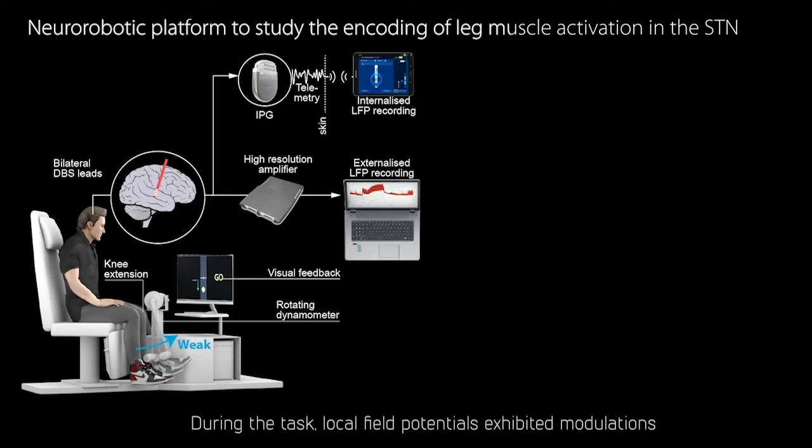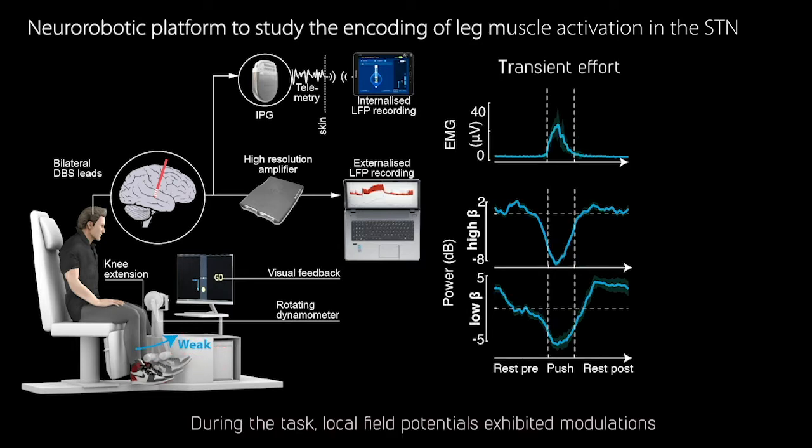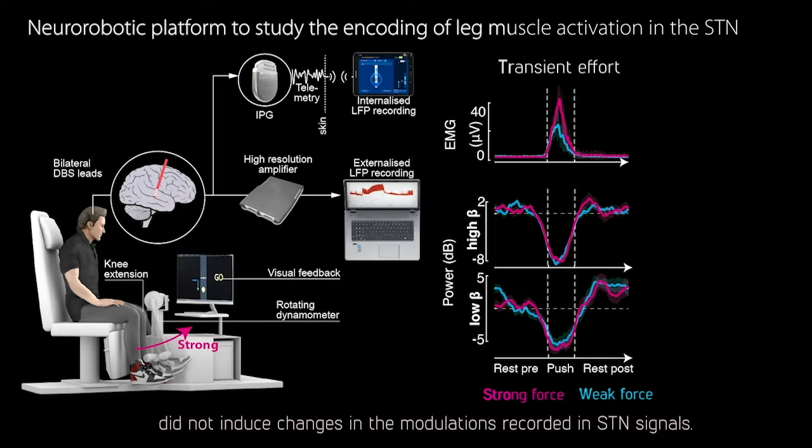During the task, local field potentials exhibited modulations both in low and high beta power, which were aligned to the activation of the quadricep muscles. Performing the same task with a bigger force did not induce changes in the modulations recorded in STN signals.